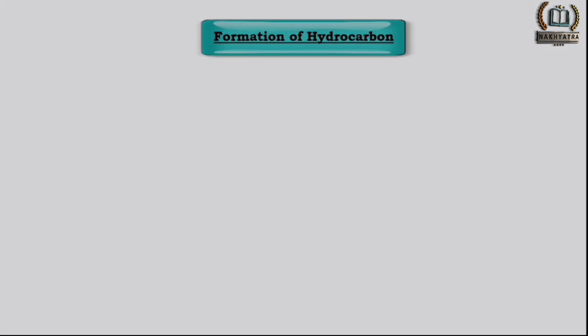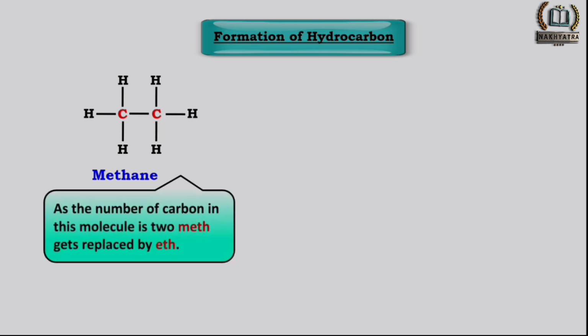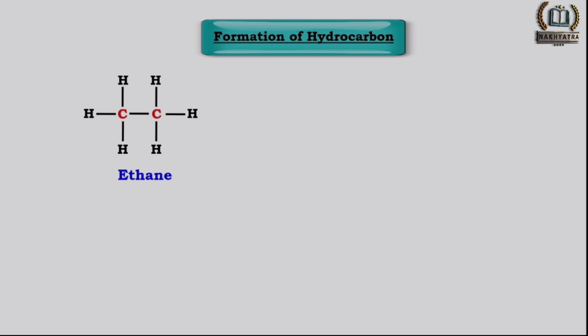Okay guys, this is the last slide of today's lecture. Here we will see the formation of hydrocarbons. The structure for methane is given here, and methane has the molecular formula CH4. But as we can see, the number of carbons in this molecule is 2, so meth gets replaced by eth and the compound becomes ethane.